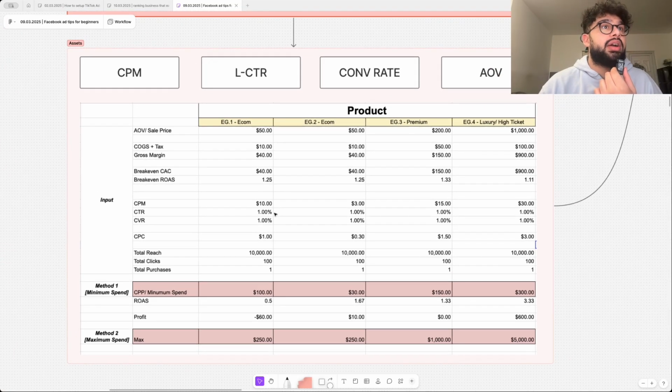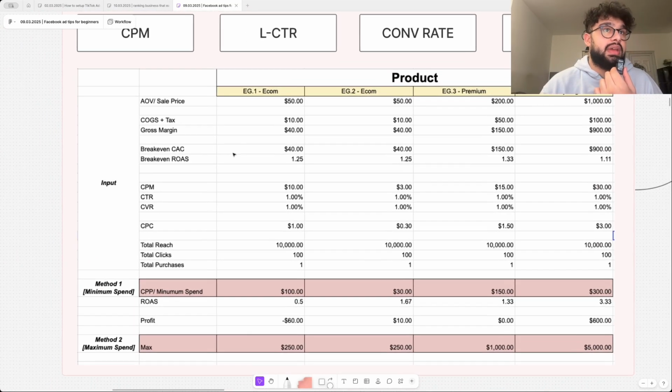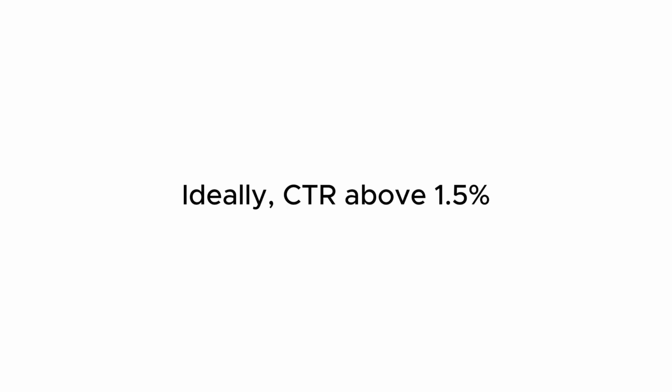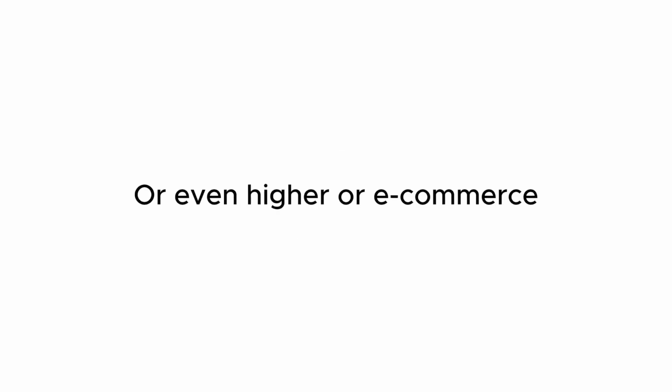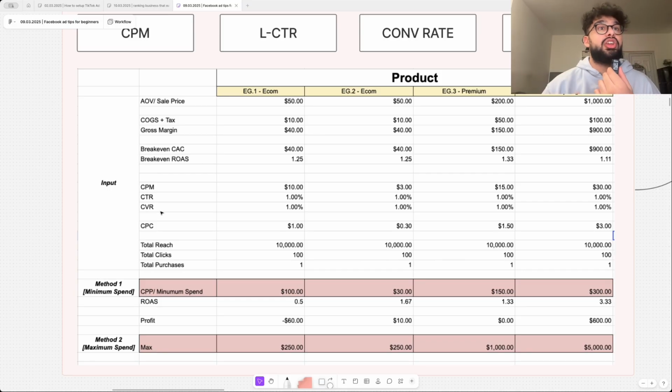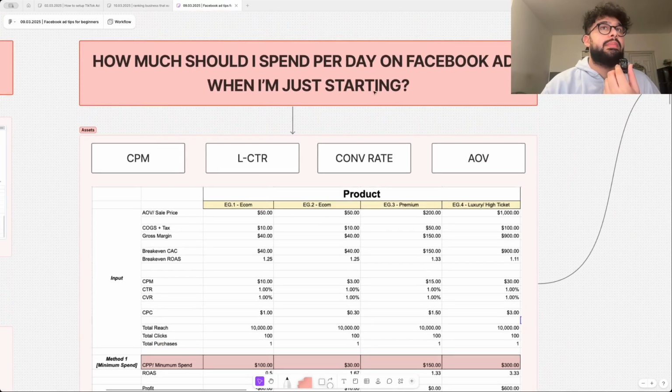Now, if you're in a market which has really, really high CPM, then you're going to need to make sure, ideally, you get your CTR above 1.5%, your conversion rate ideally between 1 to 2%, even higher if you're in e-commerce. And then you're going to need to look at LTV. Sometimes a lot of the bigger brands just break even on the front end and then sell on the back end via email. So just keep that in mind, okay? But that is how I would figure out my minimum spend.